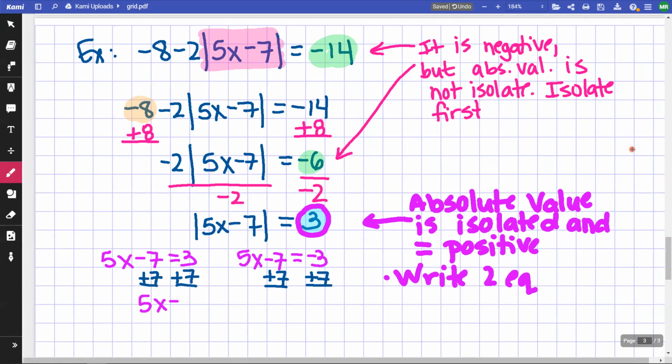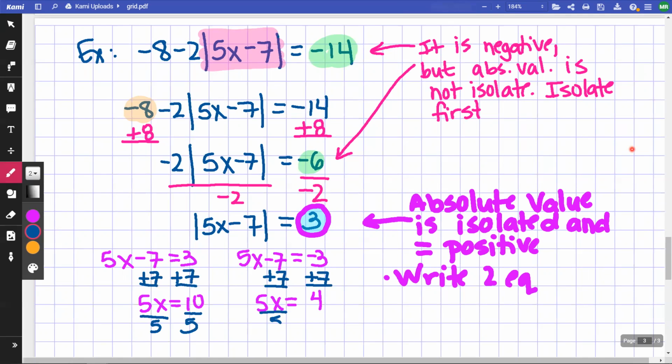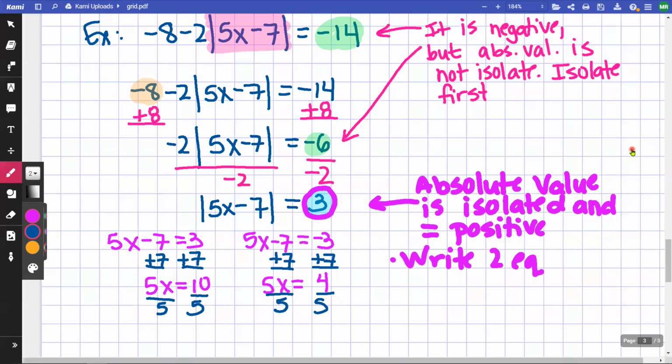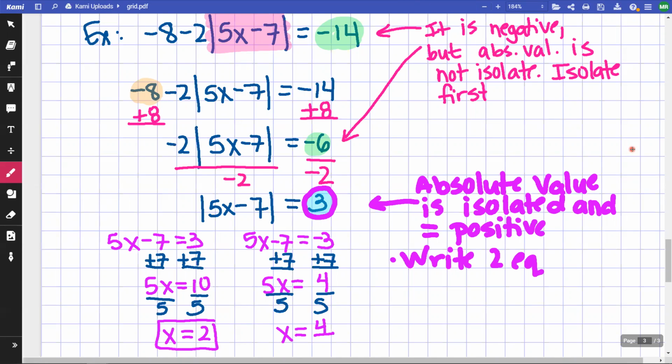And I get 5x is equal to 10. On this side, I get 5x is equal to 4. I am going to divide by a 5, divide by a 5, do the same over here. And I'm going to end up getting a fraction on one of these. This one's going to be 2. That's nice. This one's going to be 4/5. That's okay. Leave it as 4/5. Those are our two answers. But again, you need to isolate your absolute value first.